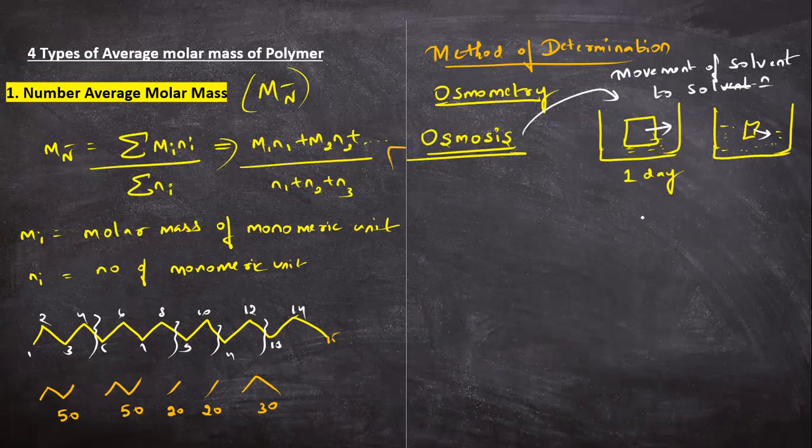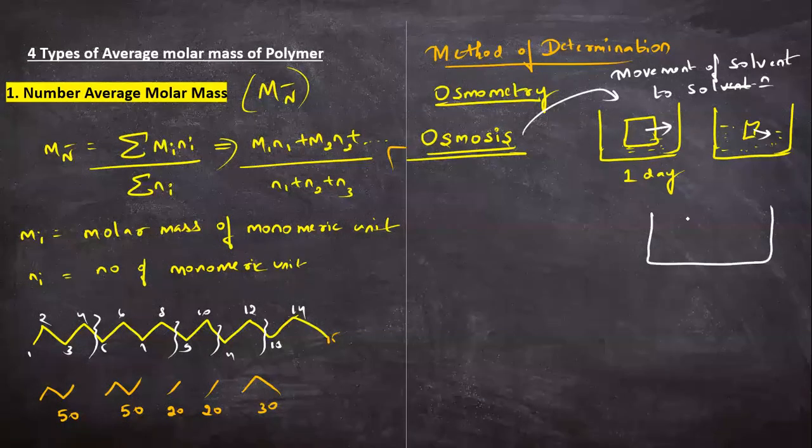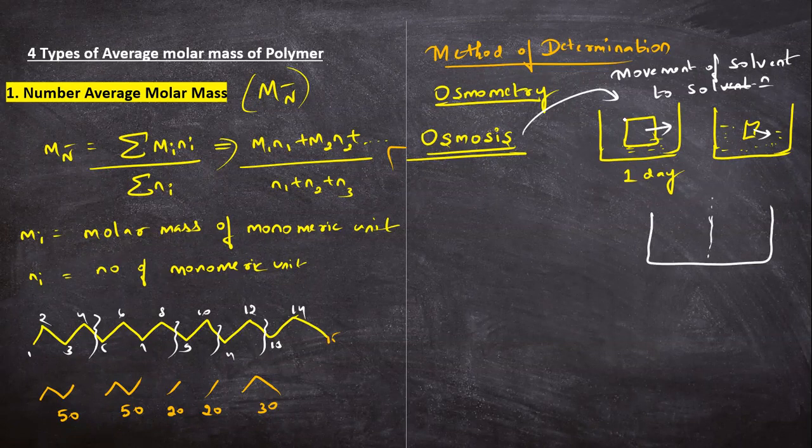Okay, so I can also explain this in this way. Let me take a beaker. Here a semi-permeable membrane is placed. Can you tell me which is the semi-permeable membrane in this case? Yes, this itself is a semi-permeable membrane. Here it is a solvent, and here it is a solution. So the movement is from solvent to solution.